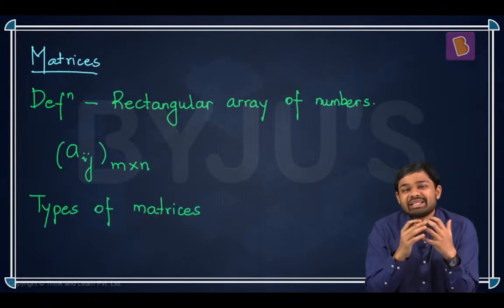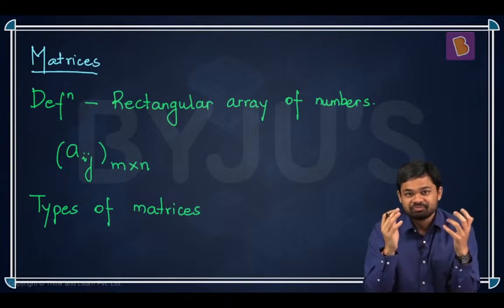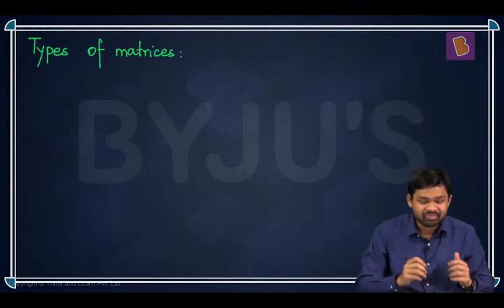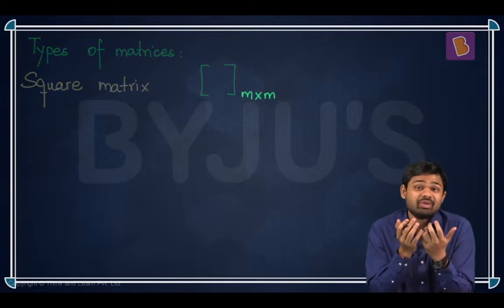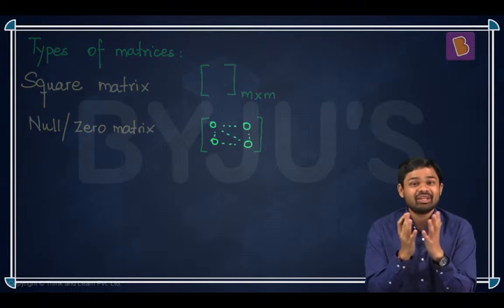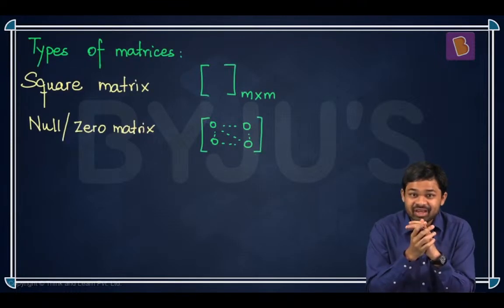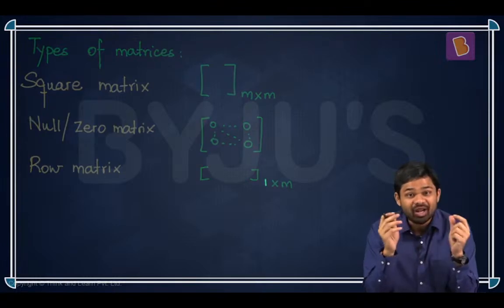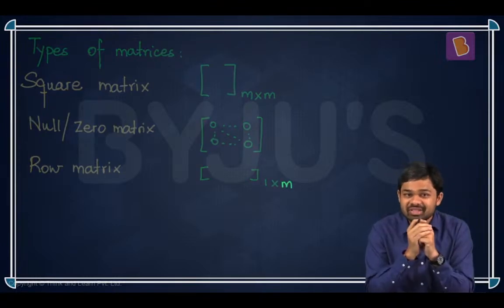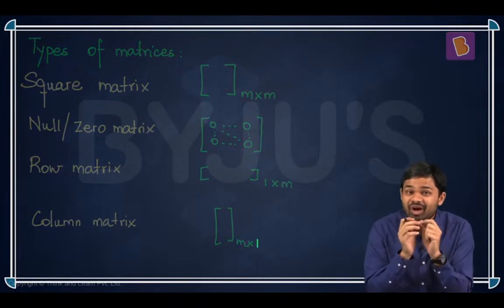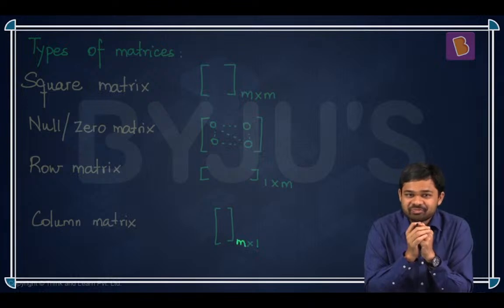Moving on, we looked at different types of matrices. Now, what were the different types of matrices that we saw? Some of them were a square matrix, which had an equal number of rows and columns, and a zero matrix, which had zeros as all its entries. Then we had a row matrix, which had just one row and, let's say, m columns, and the opposite of that, a column matrix, which had just one column and, let's say, m rows.